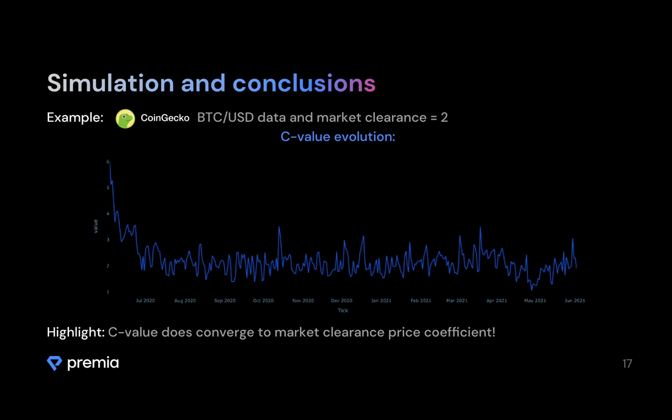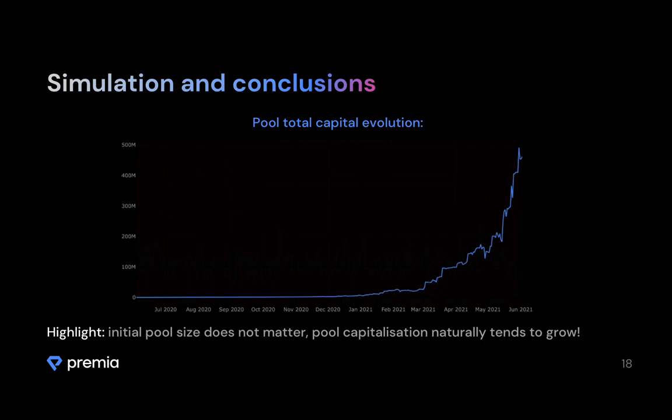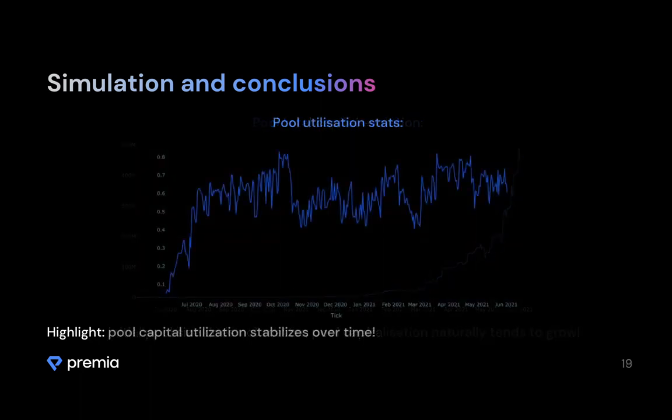And the highlight here is that the C-value does converge to the market clearance coefficient. It basically converges to any market clearance, even exotic numbers like 0 or hundreds and thousands. So the C-value is guaranteed to converge. But what happens with the pool capital? Another thing shown by the simulation is that the initial size of the pool does not matter, and the capitalization of the pool naturally tends to grow. We have observed it many times in many simulations. And the last question is about pool utilization.